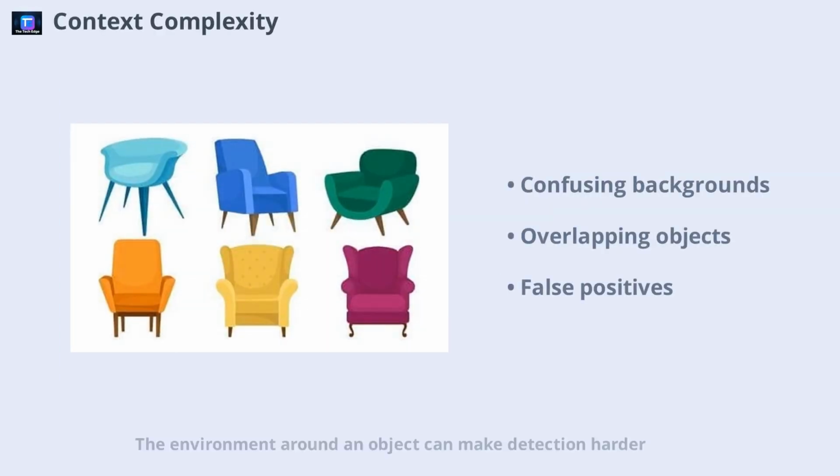The environment around an object can make detection harder. For instance, if the background has features similar to the object, the model might mistake background elements for the object itself. In some cases, objects can even blend into their surroundings, leading to missed detections or false positives. This is especially challenging in scenes with lots of overlapping or similarly colored items. Careful model training and data preparation are needed to handle complex contexts.